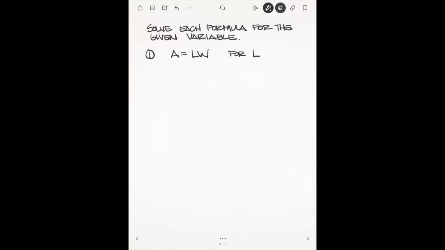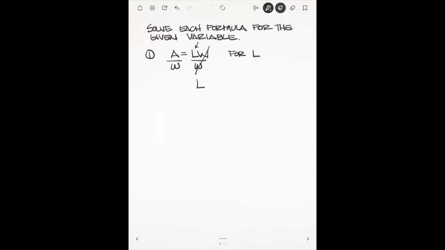Well, if I want to get L by itself, I have to get rid of the W. What's happening with the W? I'm multiplying by W. What's the opposite of multiplying by W? That would be dividing. And if I divide one side by W, I have to do the same thing to the other side. Now, why would I want to do that? Well, if I'm trying to get L by itself, my W's are going to cancel.